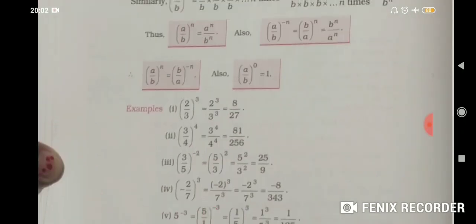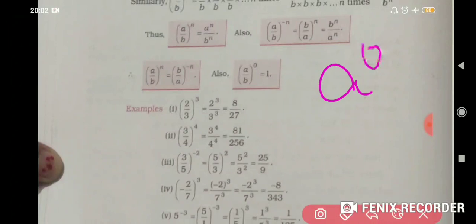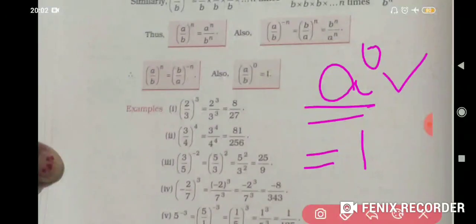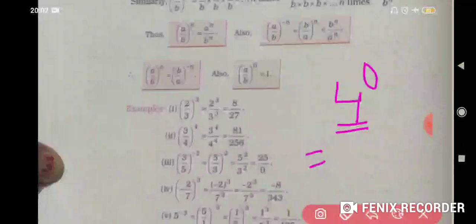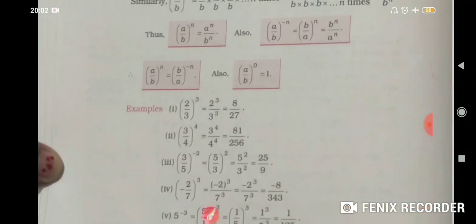Then one more thing. If any number has the power 0, then the answer will be 1. For example, a to the power 0 equals 1. Or 4 to the power 0, what will it be? If any number, it can be any number, has the power 0, what will be the answer? 1. Okay.